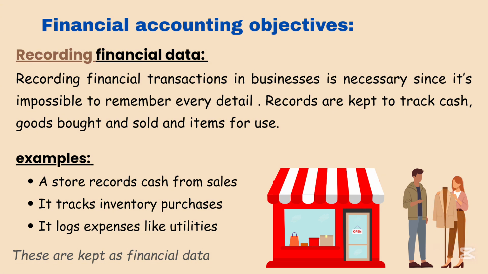We need to keep track of cash, what we buy and sell, and any items used in the business. For example, a store records cash from sales, it tracks inventory purchases, and it logs expenses like utilities. All of these are recorded as financial data.